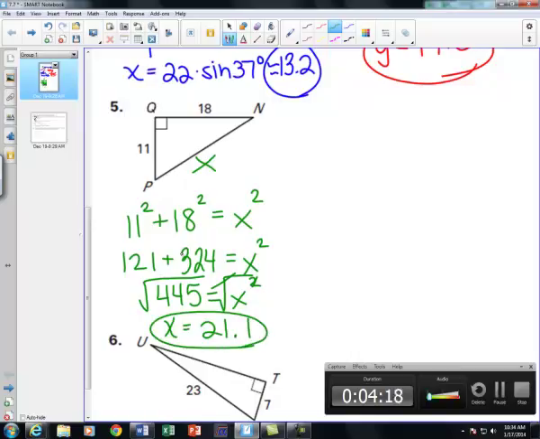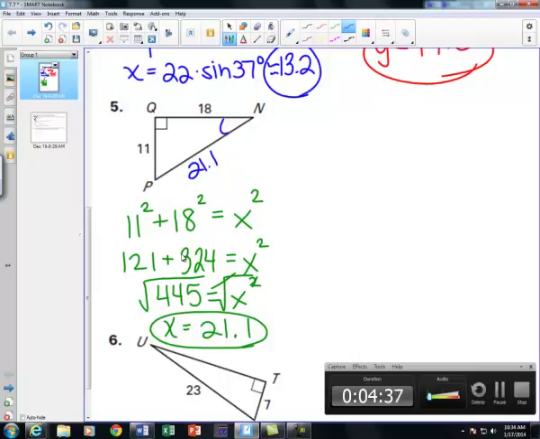Okay, so now I found all 3 side lengths. Now we got to go and find the other 2 angles that are missing. Well, I only know 1 angle. So let's say next I want to find angle N. I'm going to go ahead and take the X off of here, and I could go ahead and put the 21.1 on here as well now.